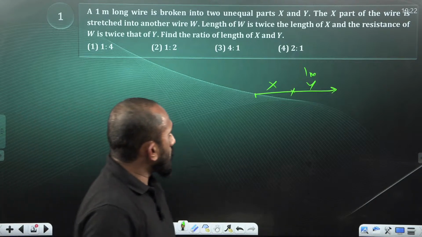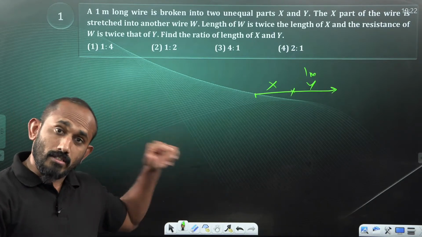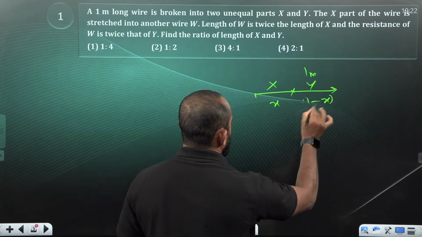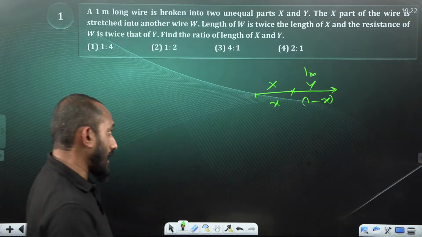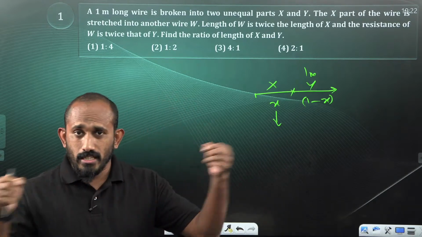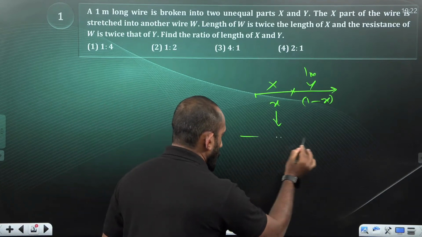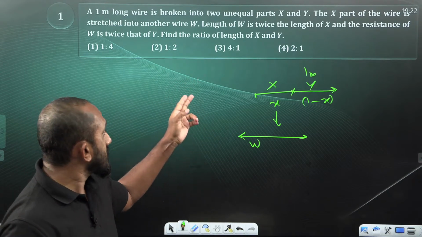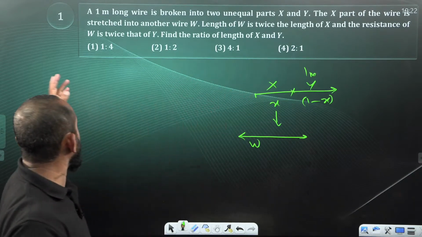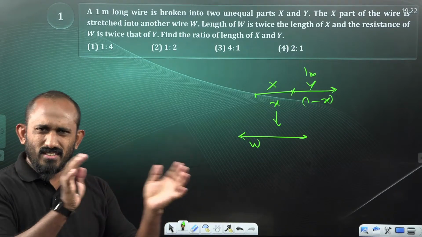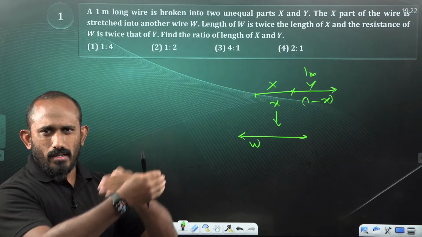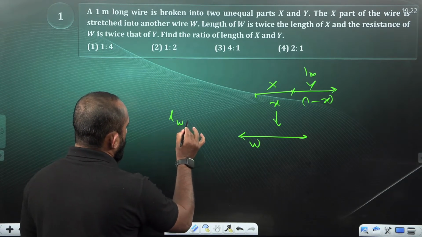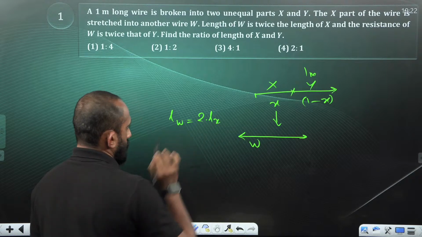The X part of the wire is stretched into another wire W. So if one part has length X, then the Y part has length 1 minus X. Then this X part you stretch into another wire W. Suppose this is W. The length of W is twice the length of X, and the resistance of W is twice that of Y. So the length of W, LW, is 2 times the length of X.